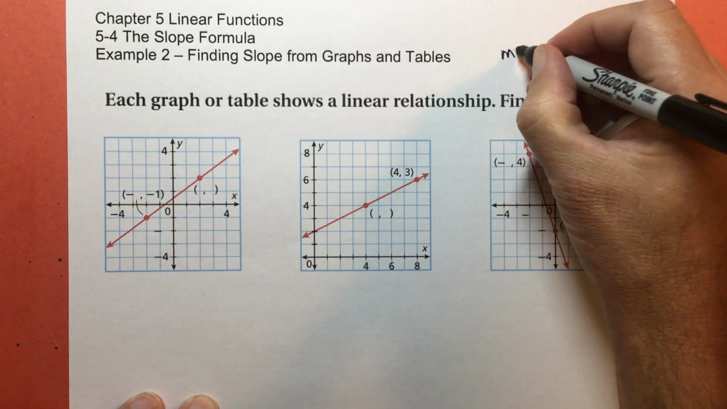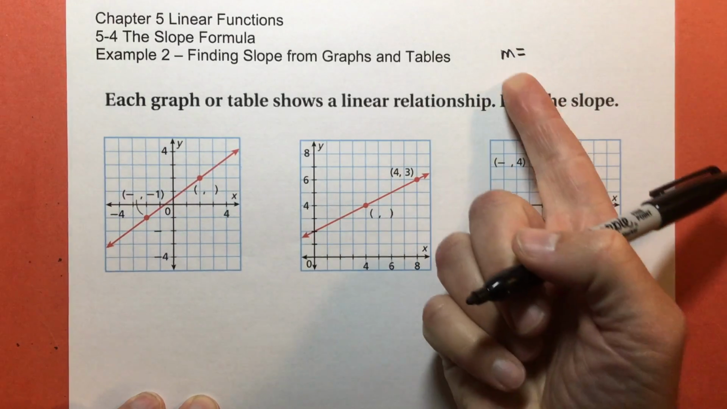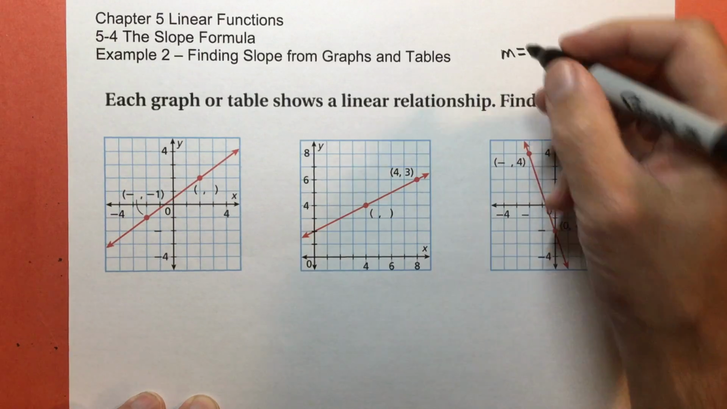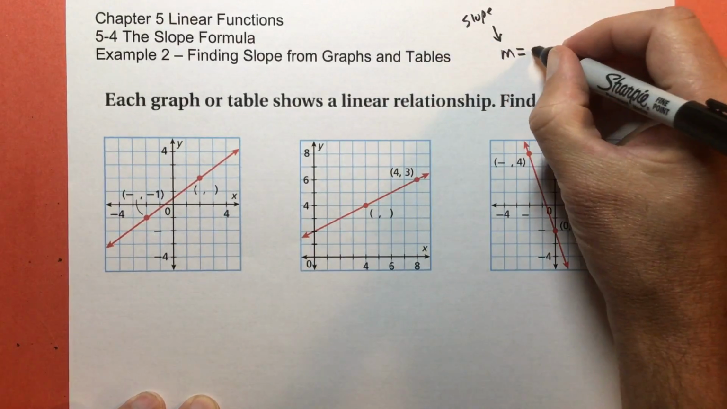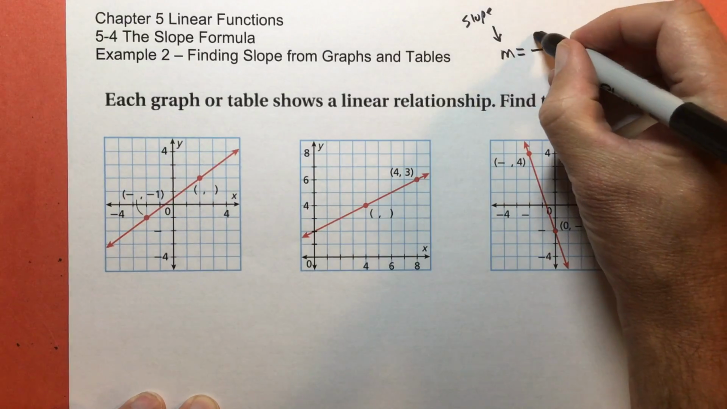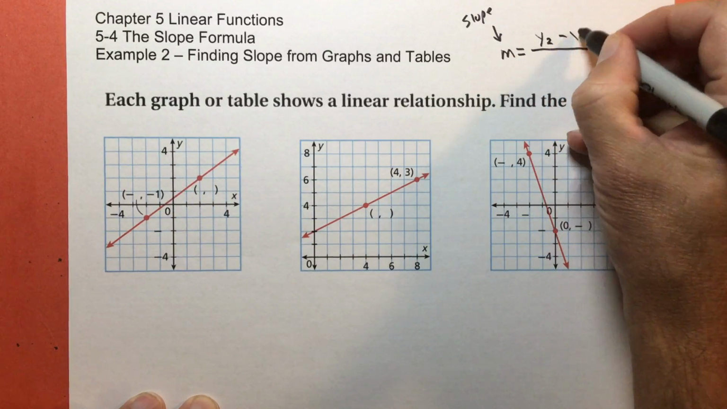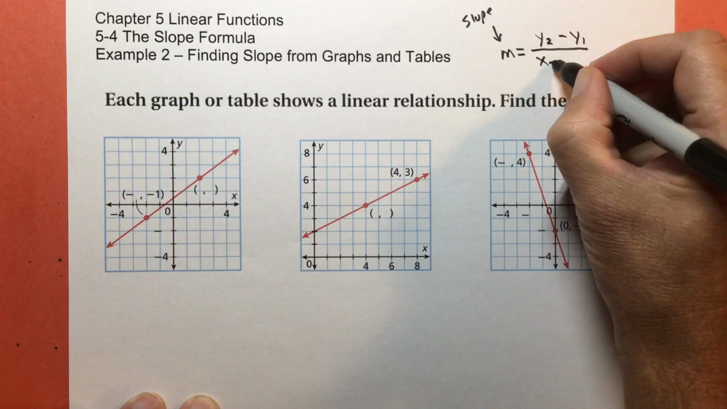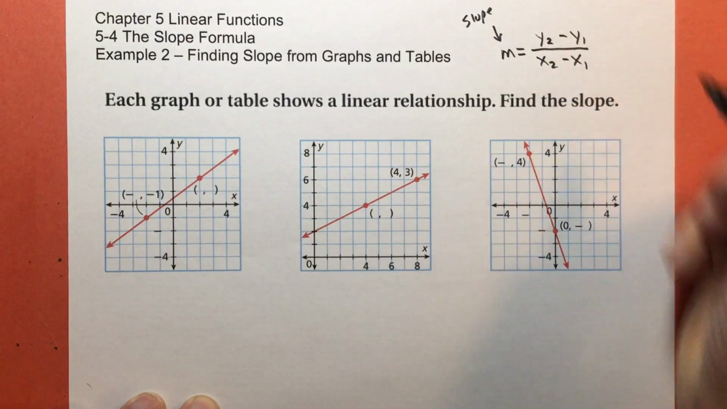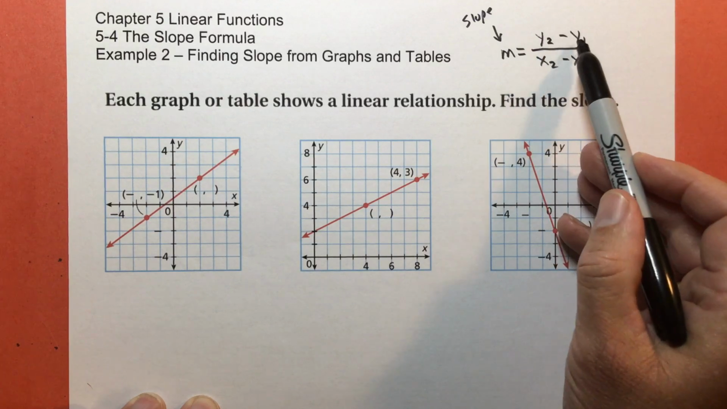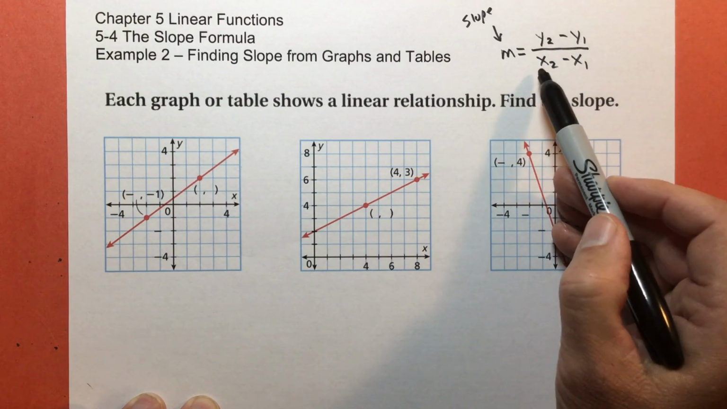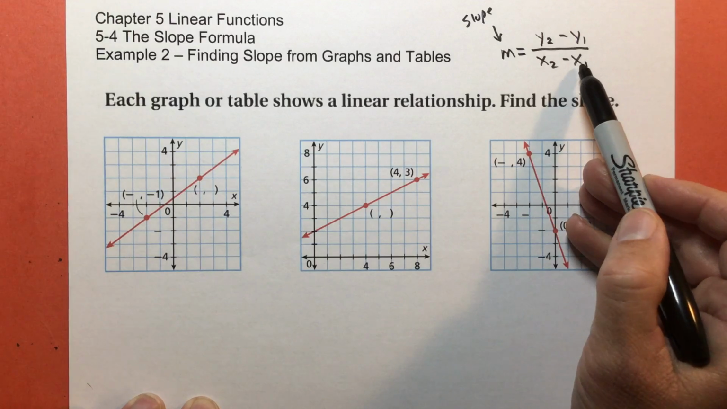The slope formula is m, which is the name for slope. We use the letter m for slope, equals, it's a fraction, the difference of the y's divided by the difference of the x's. So we say take the y where you ended up, y2, and subtract where you started, the y value. Take the x where you ended up and subtract the x where you started.